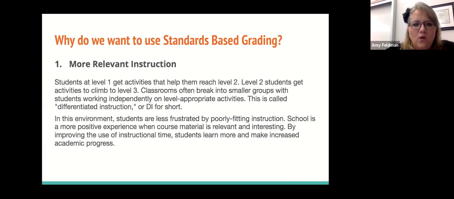And we use standards-based grading because it's more relevant information. Students at level 1 get activities that help them reach level 2. Level 2 students get activities to help them reach level 3, and so forth. Classrooms break into smaller groups. And I know this was hard during COVID. I mean, it was hard in my foods class to make sure everyone was safe at all times and sanitized all the time. But in this environment, students are less frustrated by poor fitting instruction. School is a more positive experience. They want to come to your class because they understand that they can always improve.